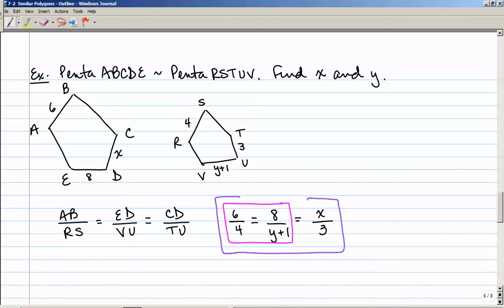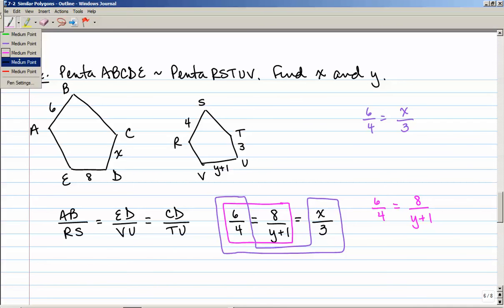Can I do this? There we go. How about that? Okay, and then those two are going to be equal to each other. I'll go ahead and write that out so it looks a little better. So 6 over 4 is going to equal X over 3, and 6 over 4 is going to equal 8 over Y plus 1.